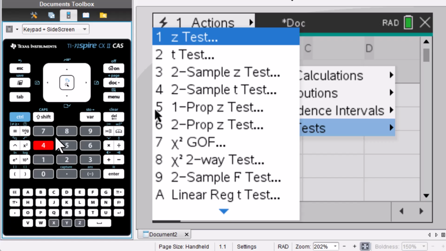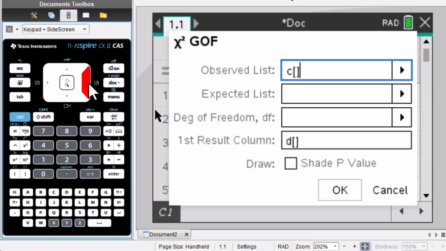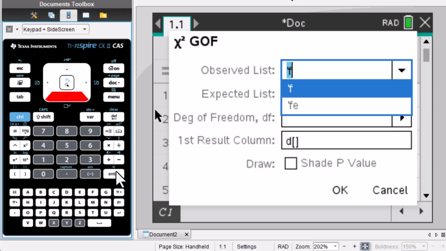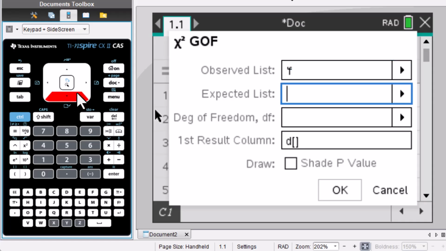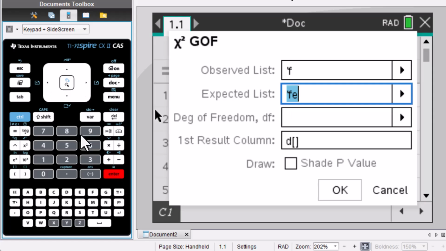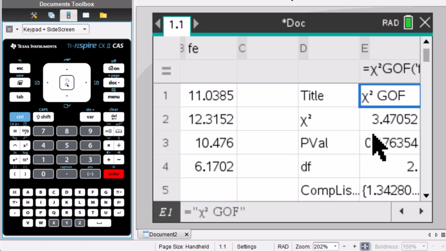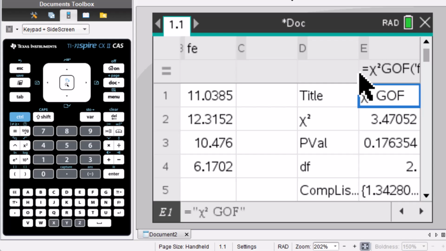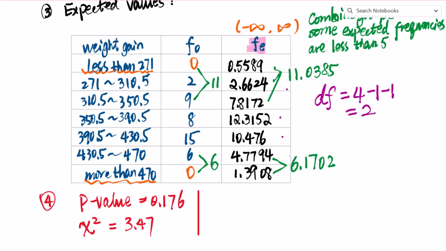Chi-square GOF test, go to 7. Observed frequency is F. Expected list is expected frequency. Degree of freedom is 2. Then enter. So we got chi-square equals 3.47. P-value 0.176. Then we can draw the conclusion.